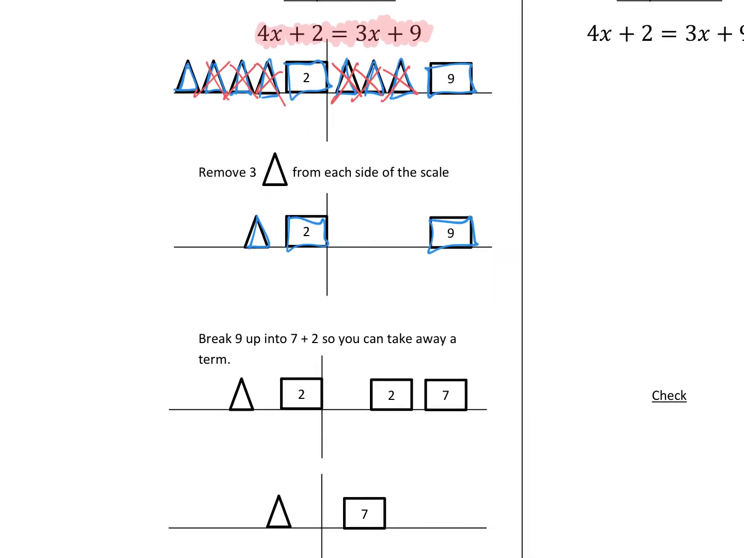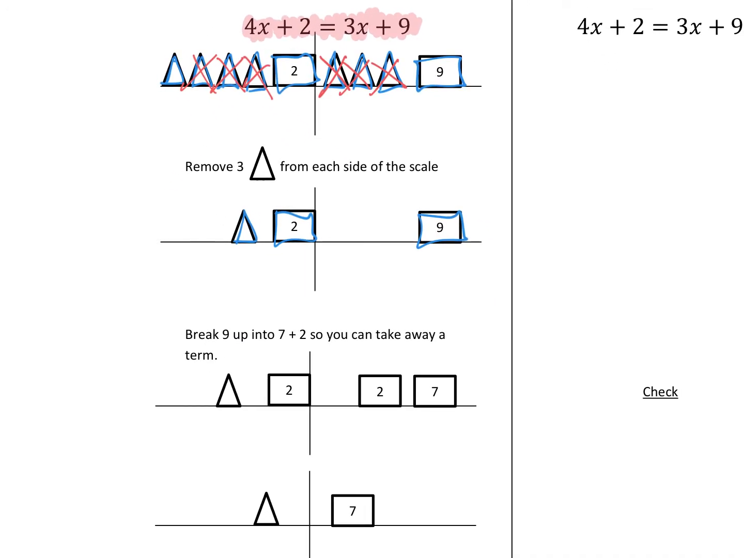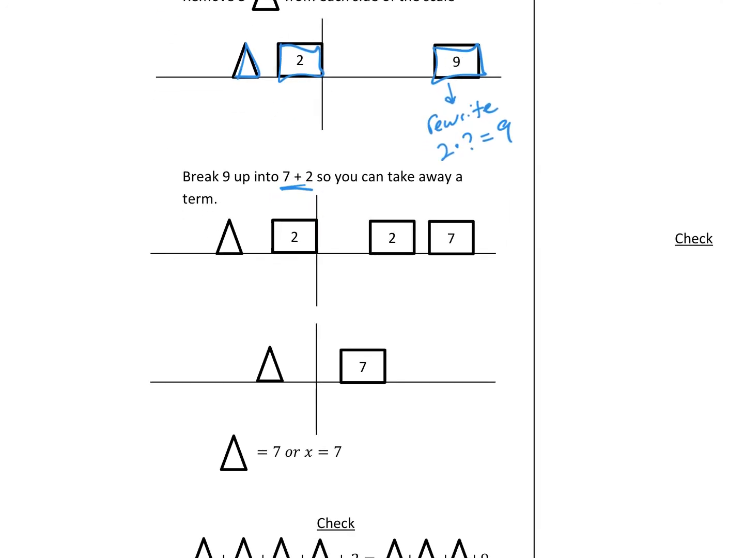The next step was, I know I need to get rid of the 2, but right now I don't have a 2 on the right side I can get rid of. So I'm going to think of how I can rewrite 9 to include a 2. So in other words, 2 plus what is going to be equal to 9? Well, I know 7 plus 2 is 9, so I'm going to rewrite the 9 so it's 2 and 7. Now I can go ahead and remove my 2 from the left because I can also remove it from the right. And then finally, we are left with 1 pawn on the left, a number 7 on the right, so I know the unknown is 7.